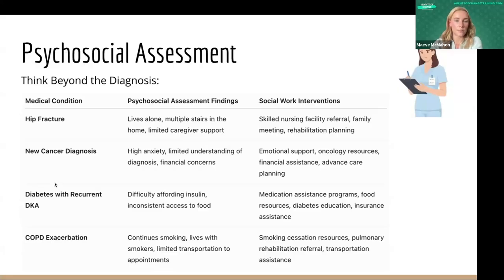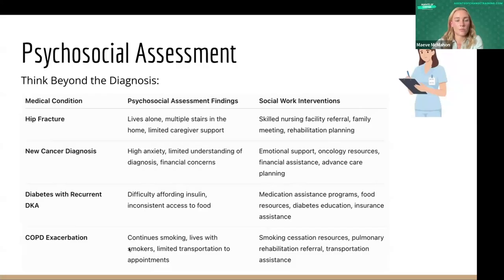For a new cancer diagnosis, this could be very anxiety inducing. There is a limited understanding of a diagnosis when a patient first gets it, and a lot of the times there can be financial concerns. Like we said earlier, it's unfortunately very expensive to be sick in this country. So you can provide some emotional support. You can refer to oncology resources, which will differ from community to community. Support them with giving them some information on financial assistance, and if necessary, if appropriate, if they ask you for it, advanced care planning.